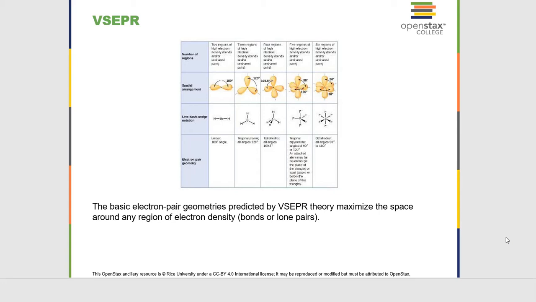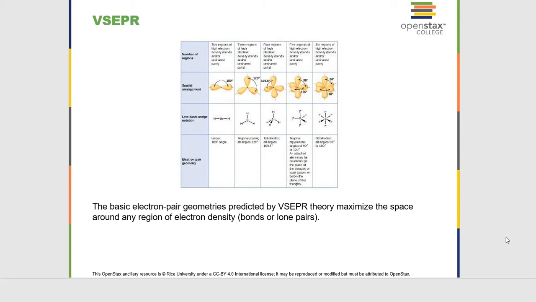Now, what's important to remember about the three-dimensional shapes of molecules is you need the Lewis structure. You cannot look at the molecular formula and guess the shape. Now, of course, if you already know the Lewis structure, you can do that. But if you don't know the Lewis structure, you need to first draw the Lewis structure and then determine the shape of the molecule. So let's look at how we do this.